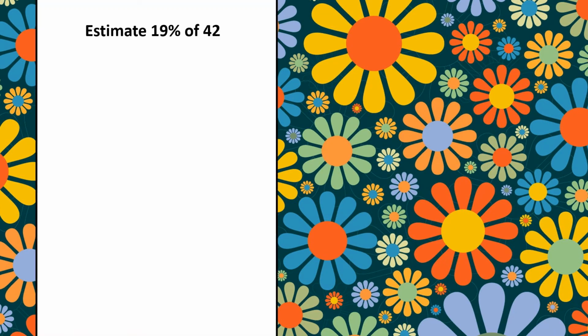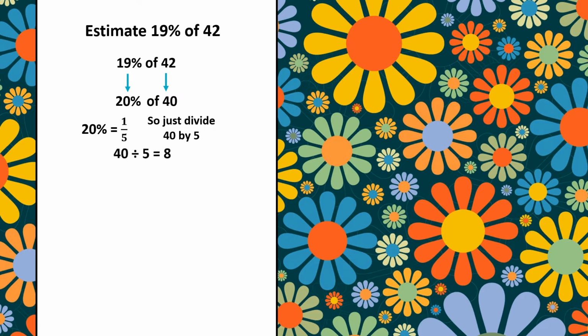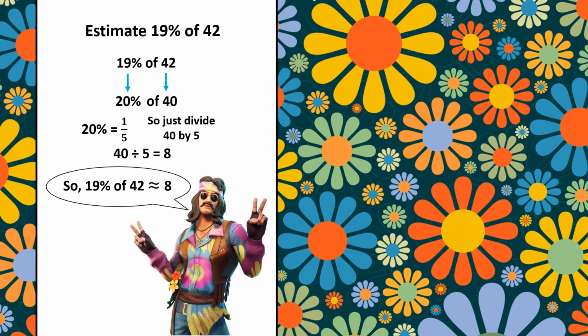Now, estimating with this benchmark, if I had asked you to estimate 19% of 42, 19 is really close to 20, and 42 can be rounded to 40. Because 20% equals 1/5, to solve this problem, I just need to divide 40 by 5. 40 divided by 5 equals 8, so 19% of 42 is approximately 8.